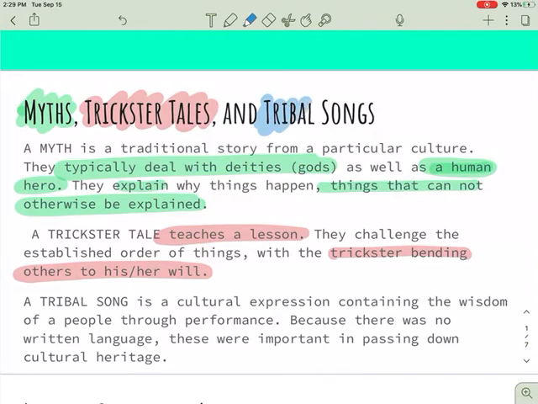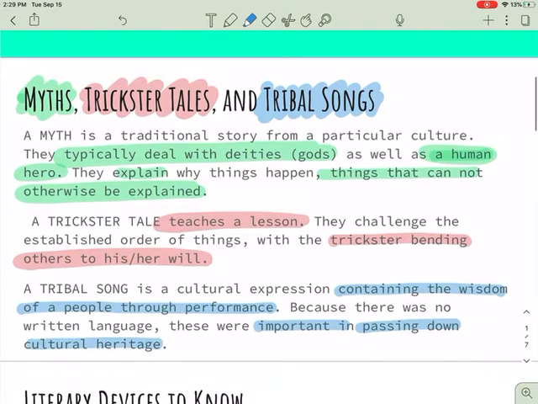And then we also have tribal songs. So tribal songs are a cultural expression that contain the wisdom of a people through performance. Because there was no written language, these were very important in passing down cultural heritage. Okay, so these are the three types of stories that we're going to be dealing with.